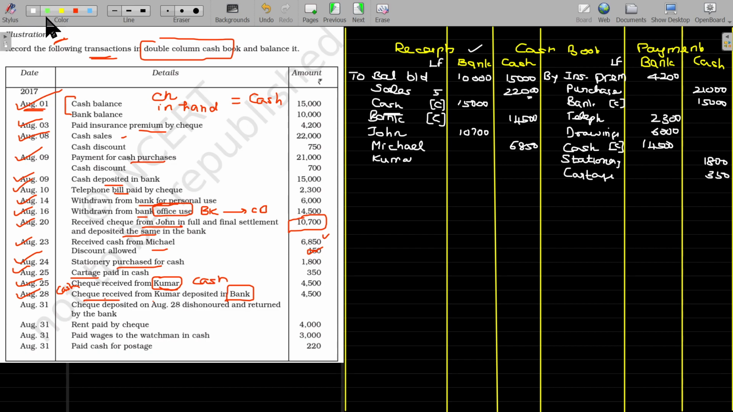So the entry being, we are receiving the cash. So on the receipt side, Kumar account, the value being 4,500 posted in the cash box. On 28th, the same cash is deposited into the bank, right? So by then it will be posted in the bank column's receipt side and it will be on the payment side of the cash book, cash column. Is that okay?